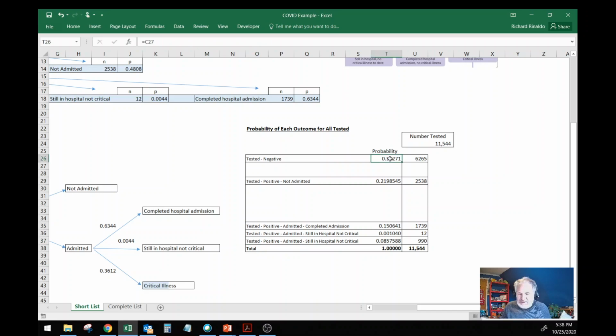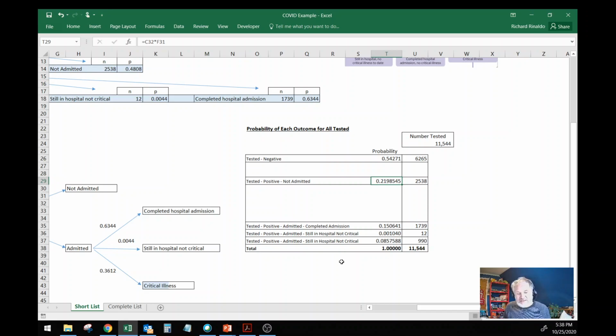So you come in, you test positive, you test negative. Of those negatives, nothing more is done. They're gone. They've left the hospital. Of those who test positive, 22% are not admitted to the hospital, and for that outcome, they're done. They're not part of the hospital care anymore.